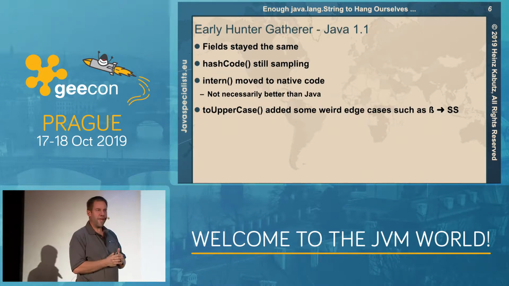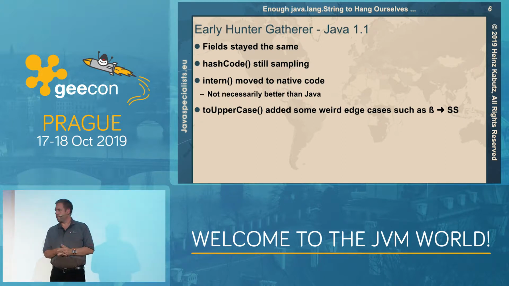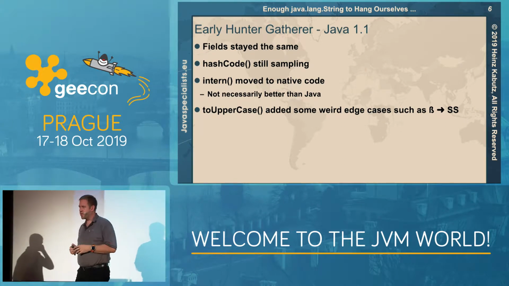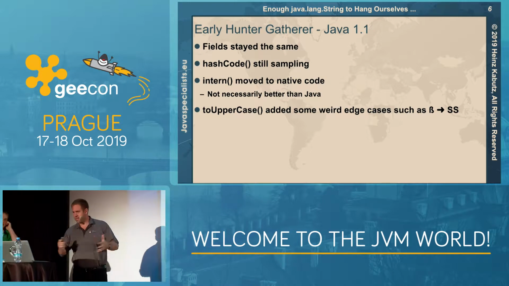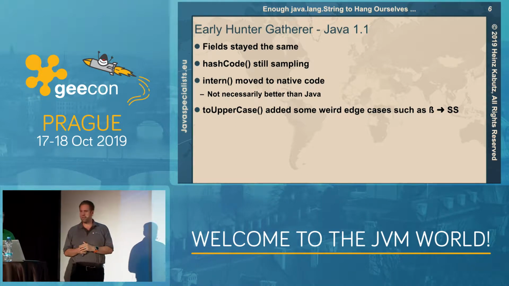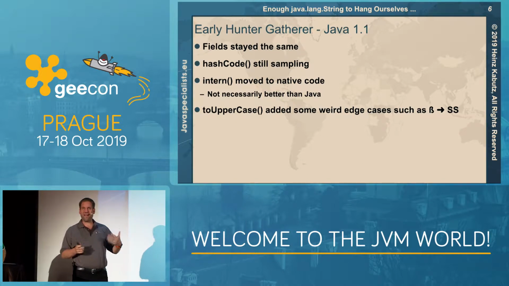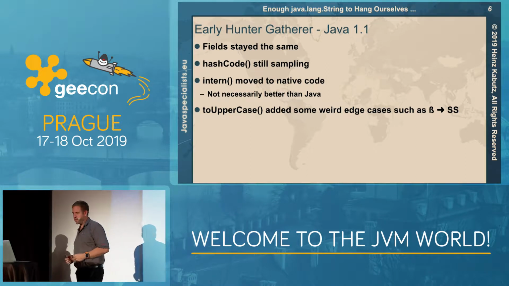So Java 1.1, they changed a few things. The fields stayed the same, and the hash code stayed the same as well. They moved intern to native code. Now, moving intern to native code didn't necessarily make it faster than in Java 1.0.